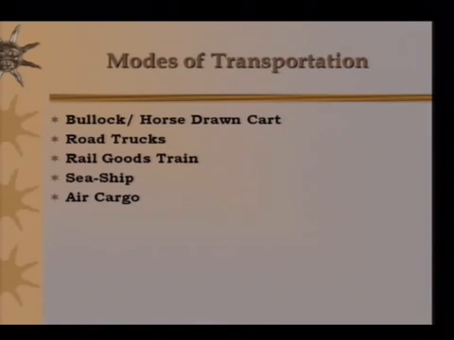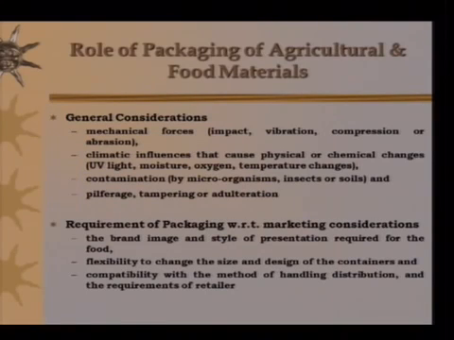Now, what are the different modes of transport? Like bullock and horse-drawn cart is one way of transporting material. Then road trucks, rail goods trains, ship and cargo. There are several methods of transport which are used in our country, and the role of packaging of agricultural and food materials can be described with the following words.